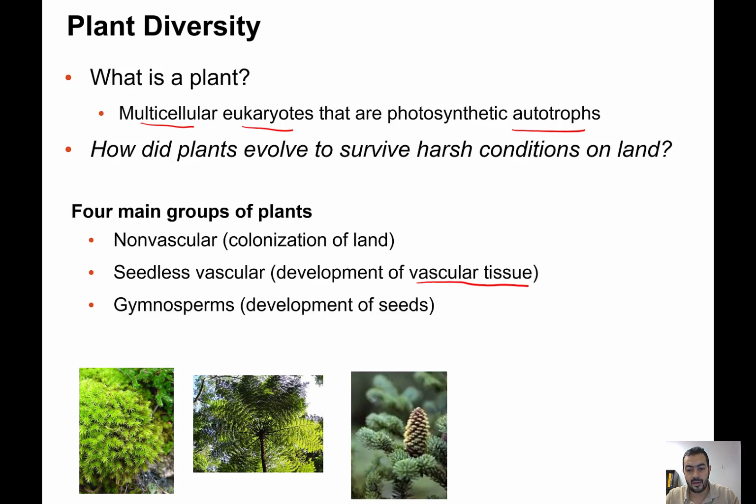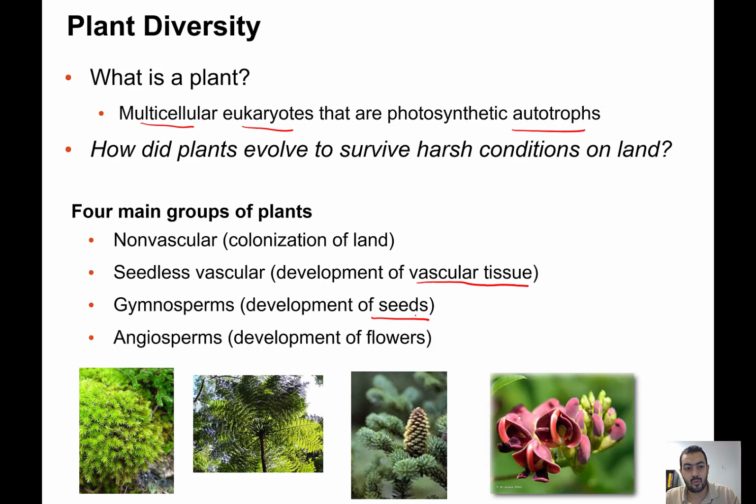So again, this is the third step in terms of the evolutionary steps, and now we started to see plants that have seeds, and this is the third group, which is called the Gymnosperms. Gymnosperms are plants that have seeds. Then the fourth step was having these seeds, but in addition to that, this type of plant evolved flowers as well. We call them the Angiosperms.